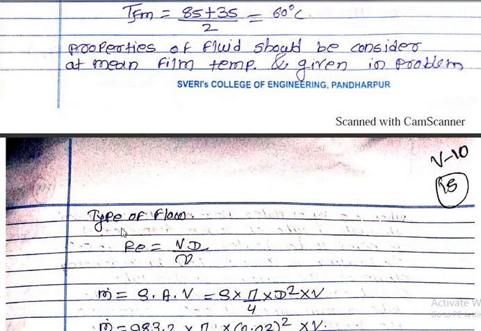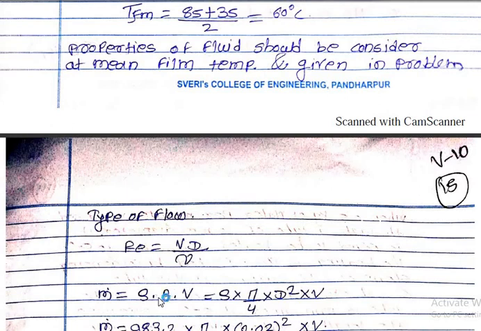Now the first thing is to find out the type of the flow. On the basis of Reynolds number we can determine the type of the flow, whether the flow of the fluid is laminar or turbulent. Reynolds number is equal to V multiplied by D divided by nu, that is velocity multiplied by diameter divided by kinematic viscosity. Here we don't know the velocity, but the mass flow rate is provided, so on the basis of the mass flow rate we can determine the velocity of the water.